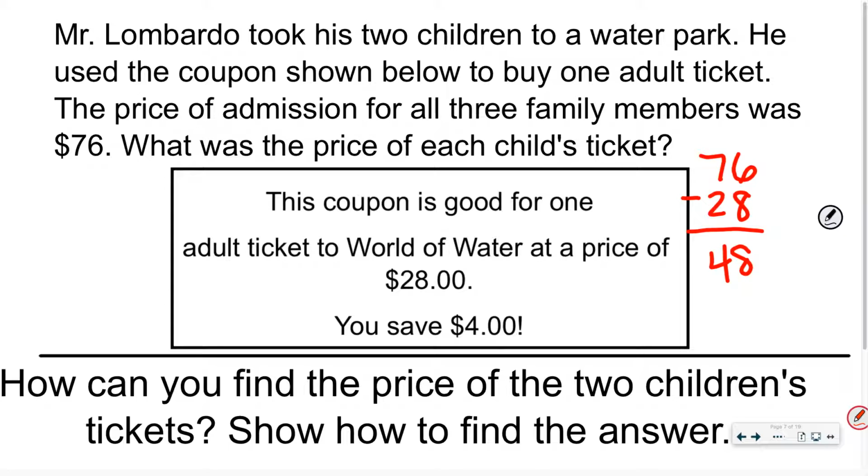What does that 48 represent? The two kids' tickets. Because in the problem, it tells us he's only going with three people, including himself. One is him, the adult, and the other two are kids. So that 48 makes up the two kids' tickets, which means how much is each kid's ticket? $24. Okay, so each one is 24.